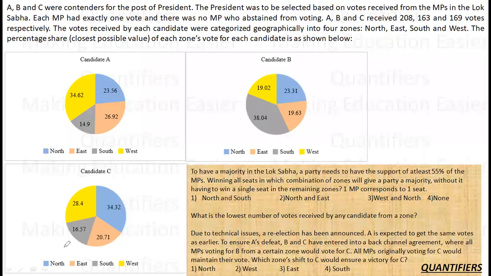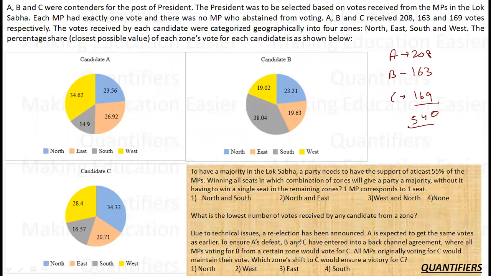So A, B, C, how many votes they have received is given to me. A has received 208, B has received 163, C has received 169. So in totality 540 votes are total. And these are coming from four sections. So A is receiving from north, east, south, west. Similarly B, similarly C. And then my questions are also based upon these.